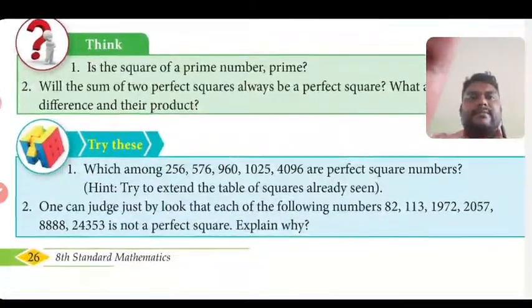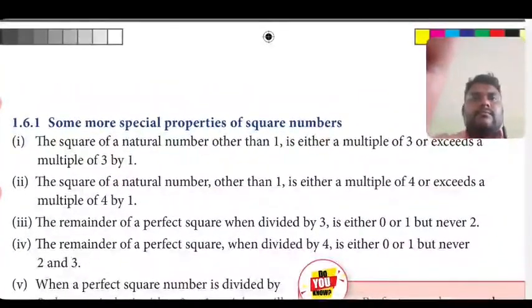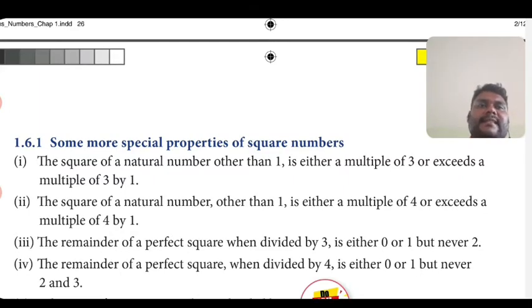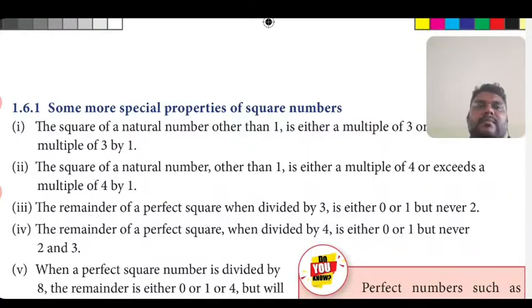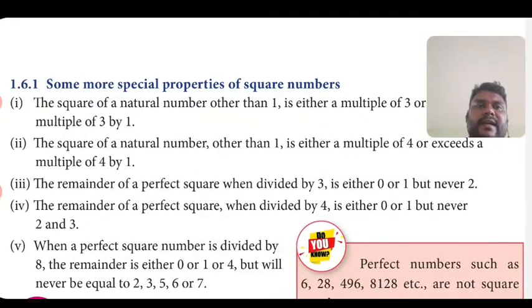Okay, next one. Some more special properties of square numbers. The square of a natural number other than 1 is either a multiple of 3 or exceeds a multiple of 3 by 1. The square of a natural number other than 1 is either a multiple of 4 or exceeds a multiple of 4 by 1. The remainder of a perfect square when divided by 3 is either 0 or 1 but never 2.